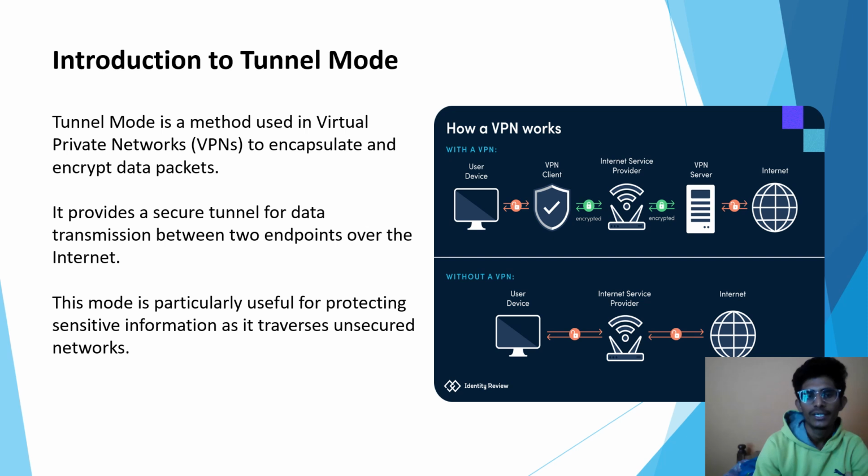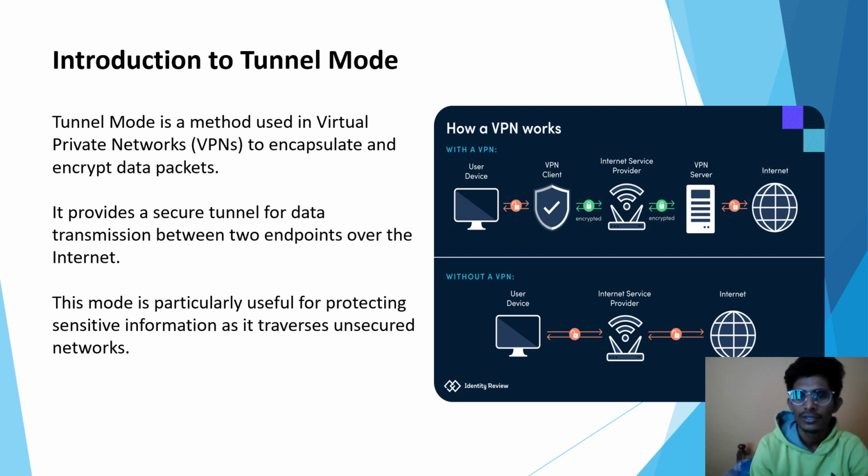Tunnel mode is a method used in virtual private networks to encapsulate and encrypt the data packets. Why are we encrypting the data packets? We need to protect them from unauthorized access. It provides a secure tunnel for data transmission between the two endpoints over the internet. In the figure we will see how data is transmitted securely or not securely, with and without a VPN.